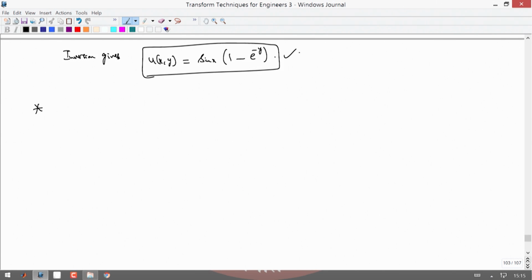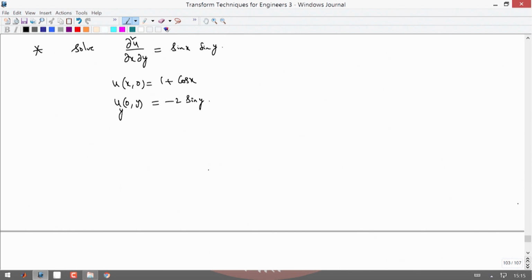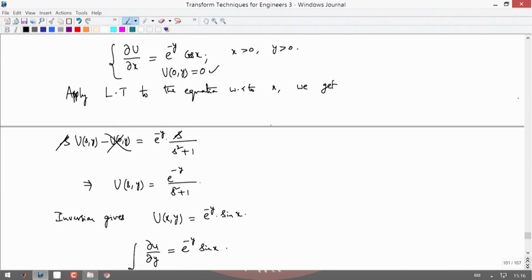So, let us solve one more problem. Let us solve ∂²u/∂x∂y equal to sin x sin y with the boundary conditions, u(x, 0) is 1 plus cos x, u_y(0, y) equal to minus 2 sin y. Again, because of the boundary conditions, if you have u(x, 0) and u(0, y), then you will be able to solve directly like the earlier technique.